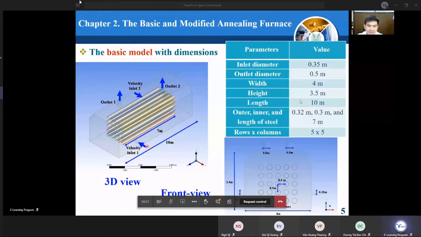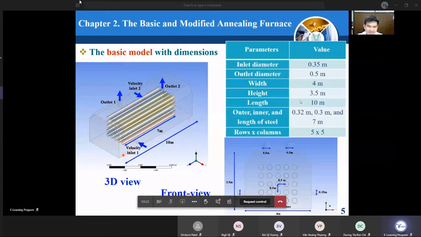Inlet here. Because this is the hot gas combustion from the XMC, you can see. But in this case, we assume the hot gas temperature and also velocity move to the annealing furnace. And then we have the two outlets here at the top of the furnace.